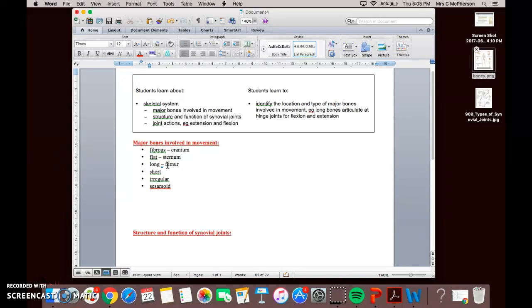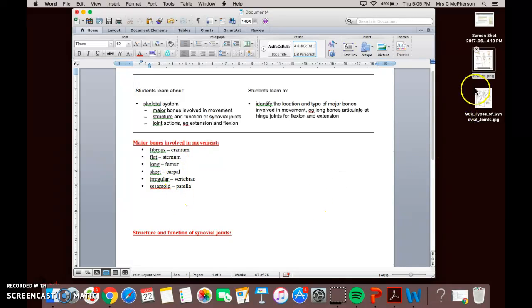Long bone would be your femur. Short bone would be the carpal bones, so they're just the little square ones in the palm of your hand, if you will. Irregular bones are like your vertebrae, and then the sesamoid, my favorite one to say, would be the patella. Okay, so you've abbreviated and summarized the types of bones, and you've given me an example of each.